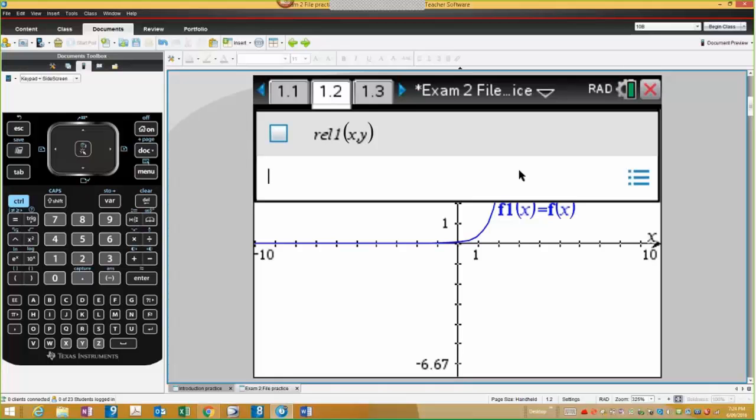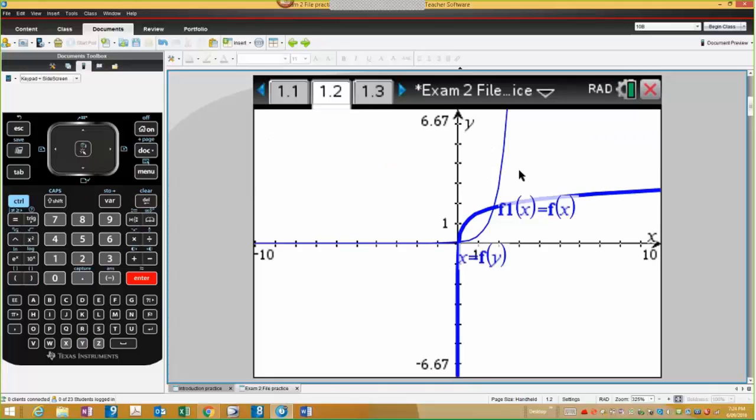So if I ask the calculator to do this, x equals f of y, press enter, I now have the inverse graph of what I've defined, which is a nice cool feature, and a quick way of getting the picture of the inverse.